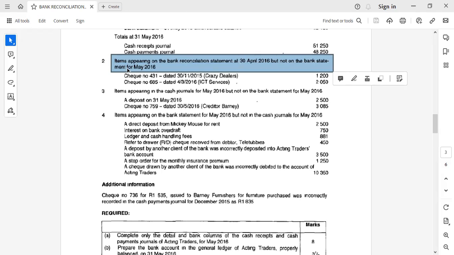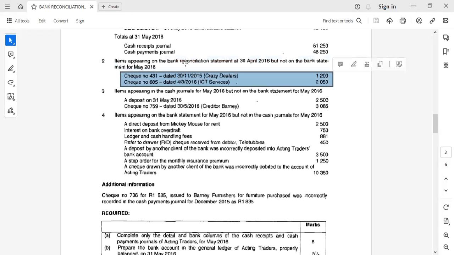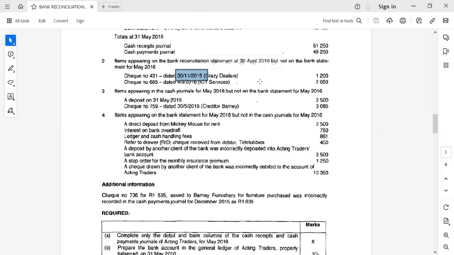Right. So in this case, we've got these two checks. So you have to check the date to see if they are still valid. We are now in May. The first one was written on 30 November 2015. If you check, the 6 months expired on 30 May. So it's now a stale check.